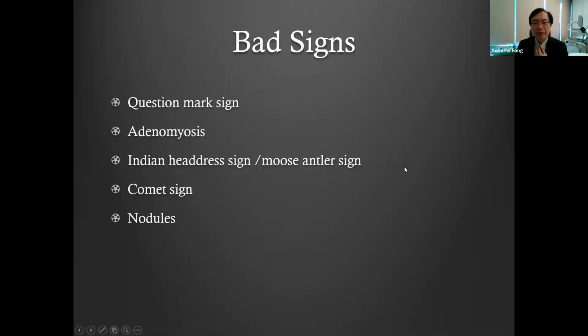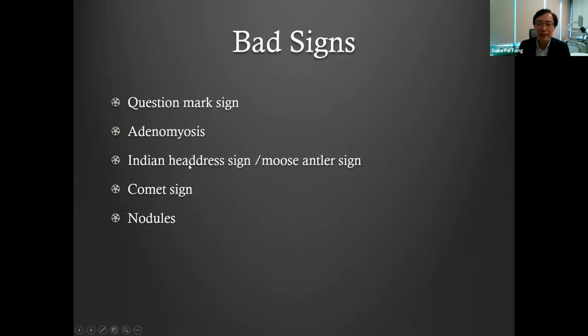Okay, before we start, I just want to highlight in this endometriosis scanning, there are a few bad signs that we look out for, and these are things like the question mark sign, which I'll explain to you. If there's adenomyosis, again, to me that's a bad sign because adenomyosis is something very hard to treat. It is in the uterus. There is no good solution. If you want to suppress it, you can't get pregnant. If you want to get pregnant, you cannot give medication. So to me, adenomyosis is not a good sign.